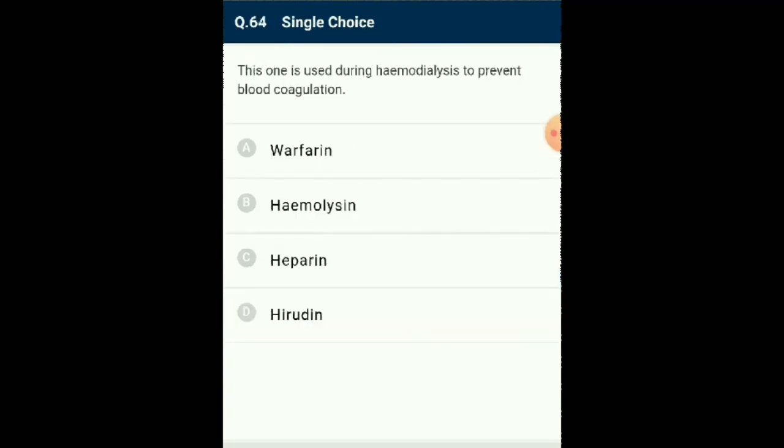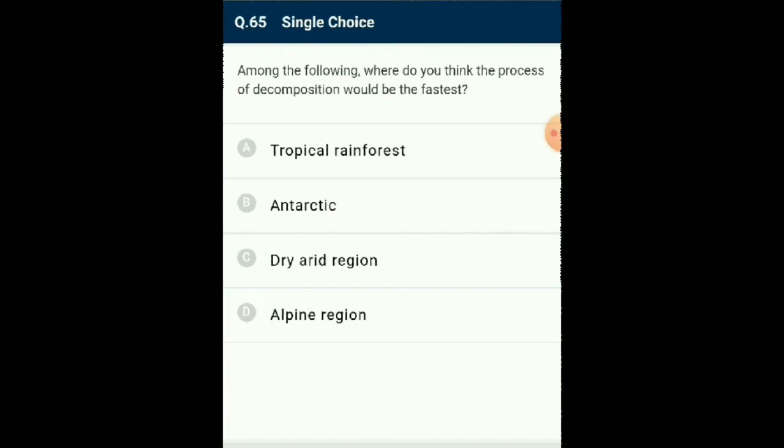Question number 64. This one is used during hemodialysis to prevent blood coagulation. Heparin is an anti-clotting factor or anticoagulant that prevents coagulation of blood in undamaged blood vessels. So the answer for this question is option C, heparin. Question number 65. Among the following, where do you think the process of decomposition would be the fastest? Earthworms are referred to as the farmer's friend because they help in breakdown of complex organic matter as well as loosening of the soil. Similarly, decomposers break down complex organic matter into inorganic substances like carbon dioxide, water, and nutrients, and the process is called decomposition. So the answer for this question is option A, in tropical rainforest.